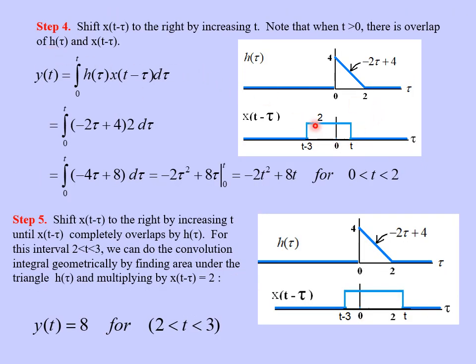The next step, once we start to overlap up here, we've already got our function for h, which was given, and you can see the value of x is just equal to 2. So we don't have to use all those similar triangles and all that nonsense to figure out the functional form of these curves. We can just stick this value of 2 right in the integral, do the integral, and end up getting the same result. Then we keep sliding x of t minus tau to the right. Again, you can just use this value of 2, which makes the problem much simpler.